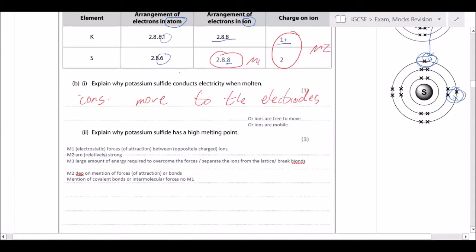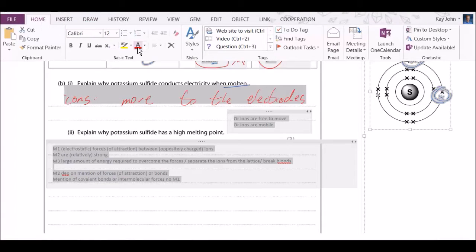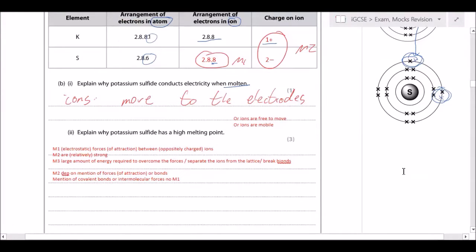Question B, explain why potassium sulfide conducts electricity when molten. And it's quite simply, ions are free to move, or ions move towards the electrode. I'm just going to change all text here to red to make it a little bit more obvious. So yeah, the ions are free to move, and the mark scheme would also allow ions are mobile as well, as you can see here.